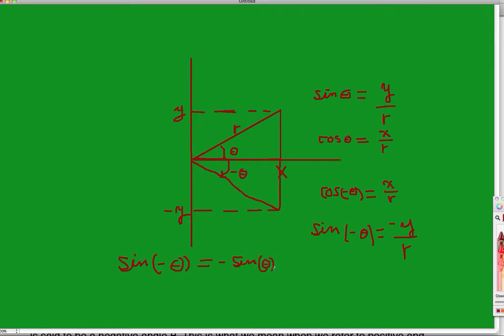Why is that true? Because sine of theta is y divided by r, and sine of negative theta is negative y divided by r. And cosine of negative theta is cosine of theta. So cosine of negative theta is x divided by r, and cosine of theta is x divided by r. So these are the same, and the sines up here are negatives of each other. So that's it for sines and cosines at the moment.